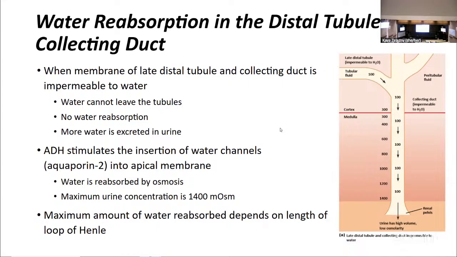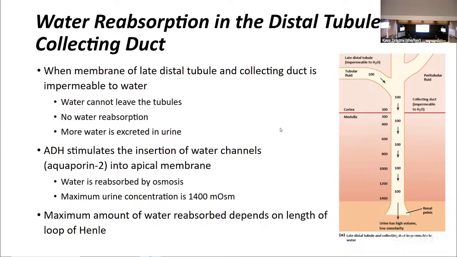So we put the aquaporin 2s into the apical membrane, and now we're going to let water flow all the way through the cell. So across that apical membrane, and then again across that basolateral membrane through the other aquaporin 3. So we are able to have osmosis happening fully all the way across the cell. So we are able to reabsorb water.